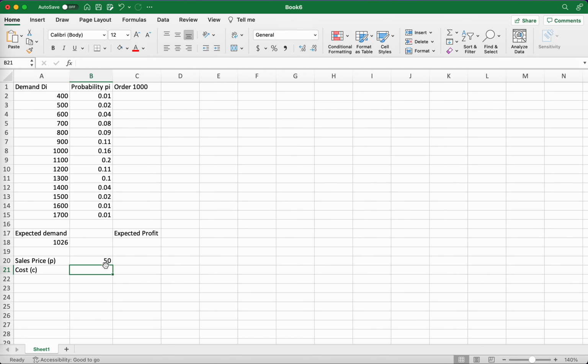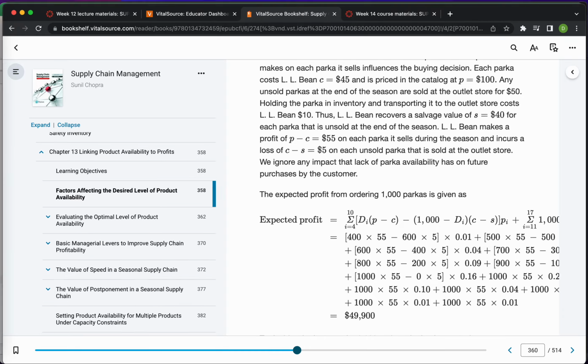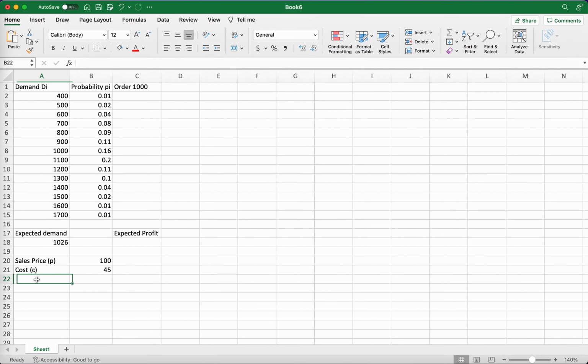Cost is C. So, sorry, sales price is $100. Cost is $45. Right? Cost is $45. Yes. And salvage value.